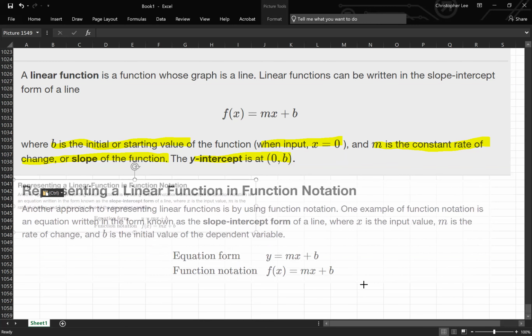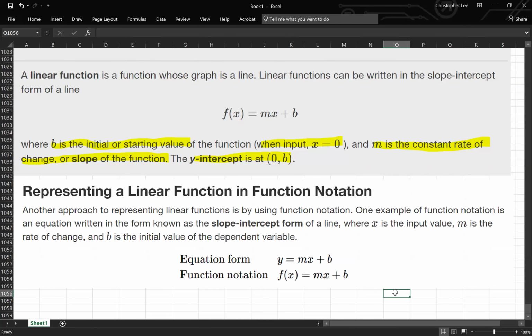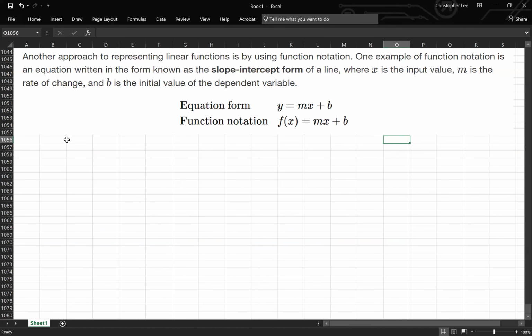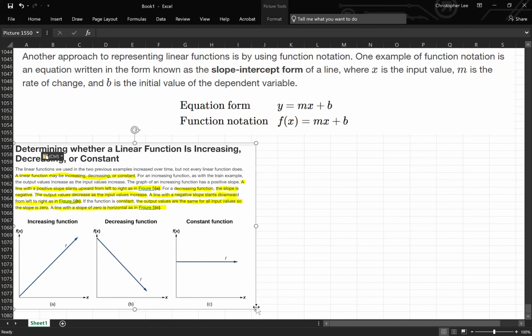Now we're going to talk about representing a linear function in function notation. Another approach to representing linear functions is by using function notation. One example is an equation written in the slope-intercept form of a line, where x is the input value, m is the rate of change, and b is the initial value of the dependent variable. So the equation y equals mx plus b in function notation is f of x is equal to mx plus b. Again, y'all probably know this already.